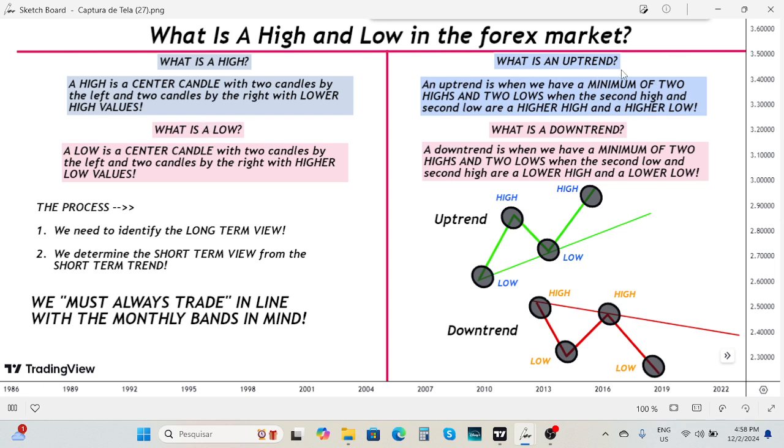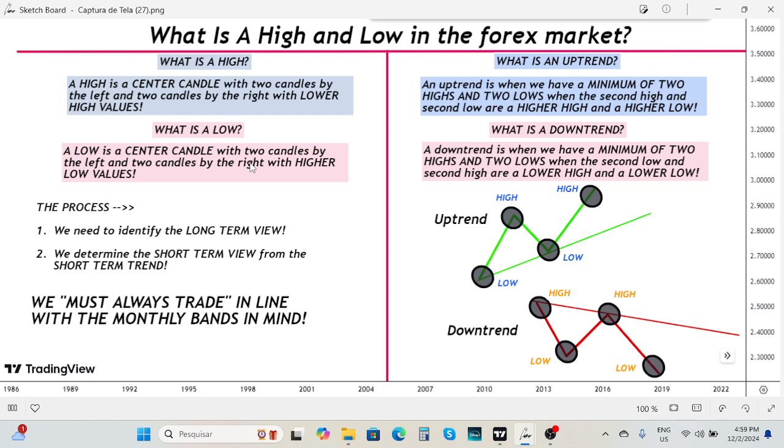And also, what is an uptrend? Many of us know what an uptrend is. An uptrend is when we have a minimum of two highs and two lows. Now we can see the connection between these two. Without us being able to identify what is a high, it will be difficult for us to know an uptrend and to know a downtrend if we don't know what is a high and if we don't know what is a low. So it's really, really difficult for us.